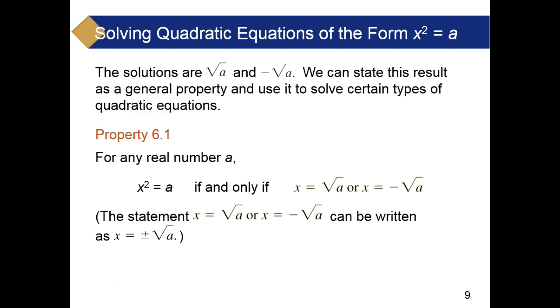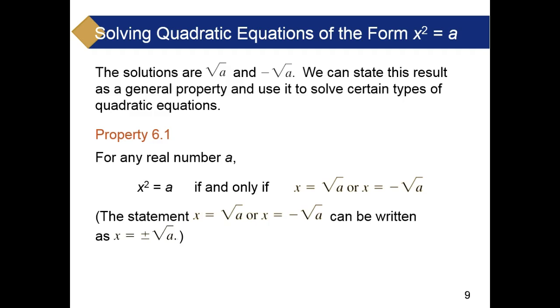Here's a property. For any real number a, it doesn't have to be a perfect square. It doesn't even have to be a whole number. It could be pi thirds. What kind of number is that? Irrational. But you can still do it.